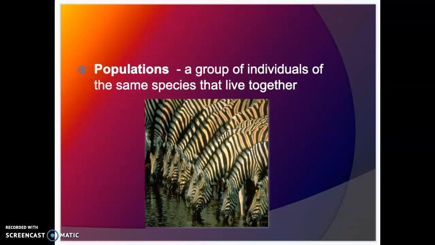Next step up as we get bigger here is populations. And populations is just a group of individuals of the same species that live together. So, for example, we have populations of humans in different towns, right? So, Pierce has a certain population of humans living there. Similarly, in different environments, there's populations of ants or populations of hawks, things like that. It's the number of individuals of the same species that live together.